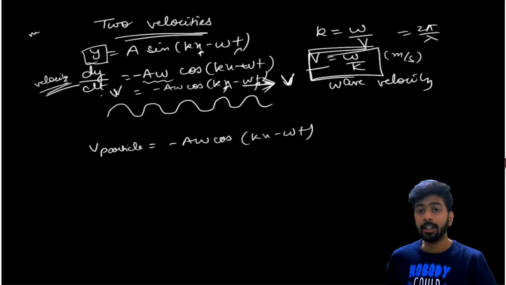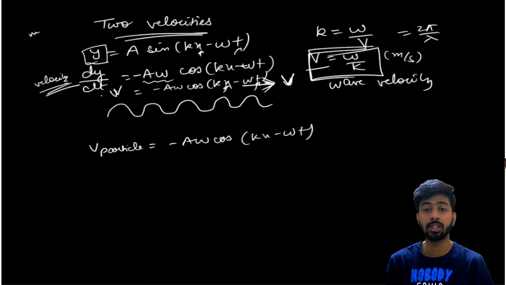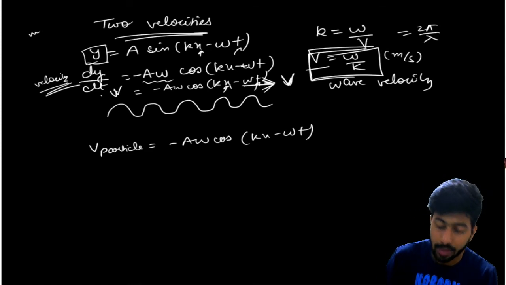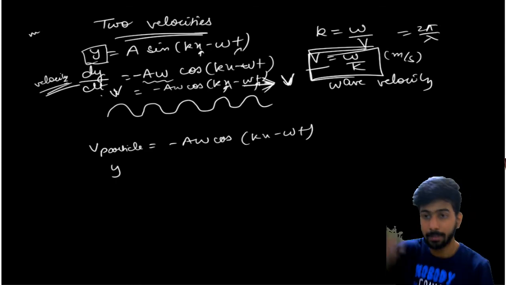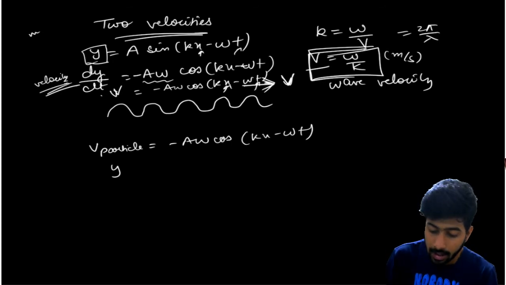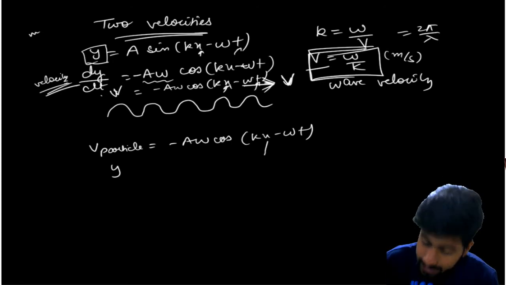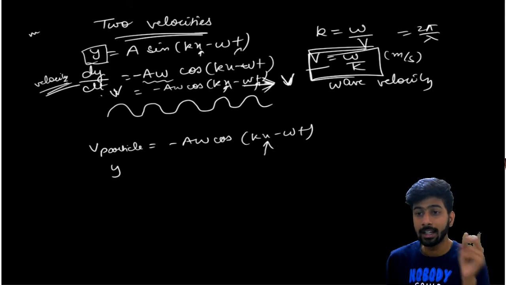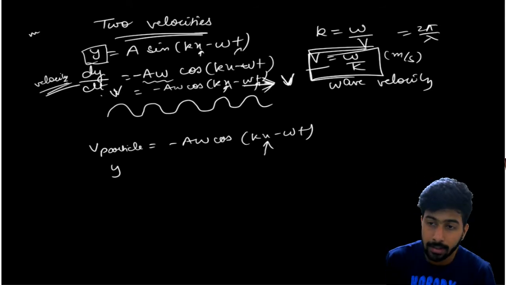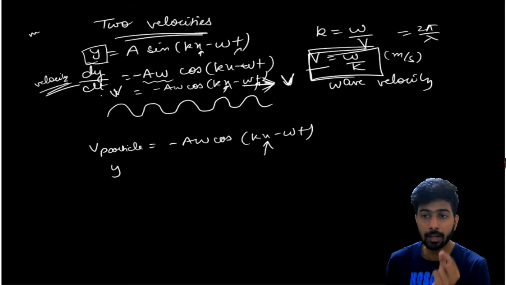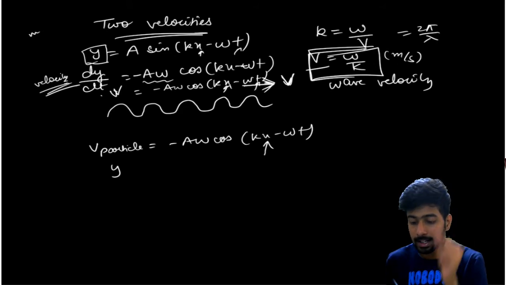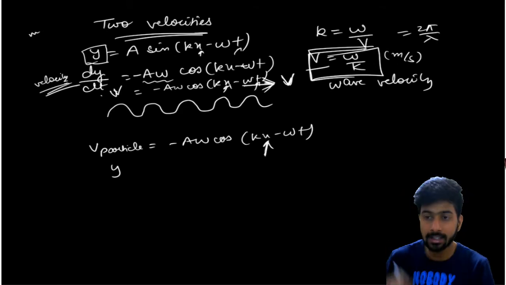So naturally, can you answer this question? Along which direction will this velocity be? This velocity will be along the y direction, because the particles are vibrating along the y direction. And to get a particular velocity, I'll have to give x as my input. When I talk about the velocity, I need to tell which particle I am talking about. To fix the particle, I need to go to that particle which is given by your x.